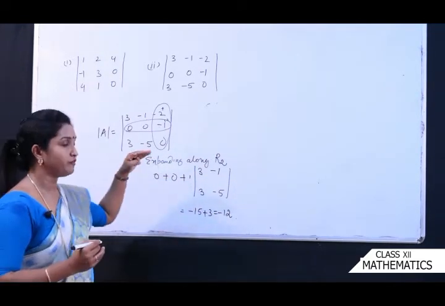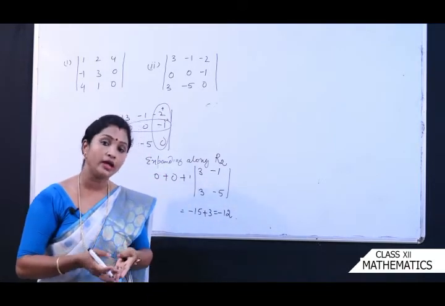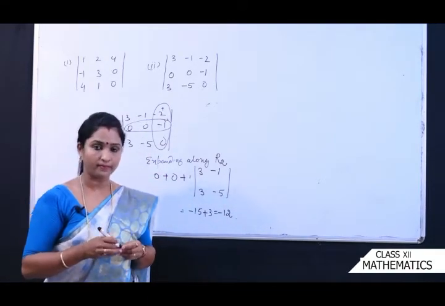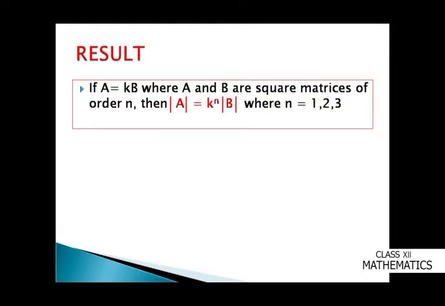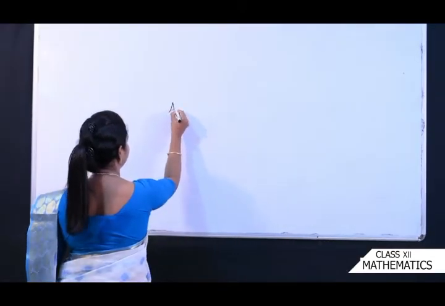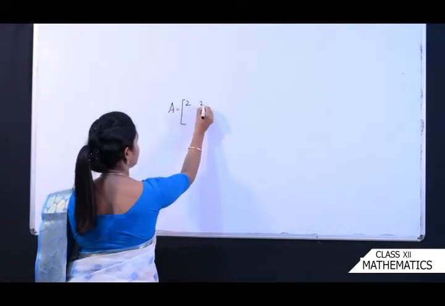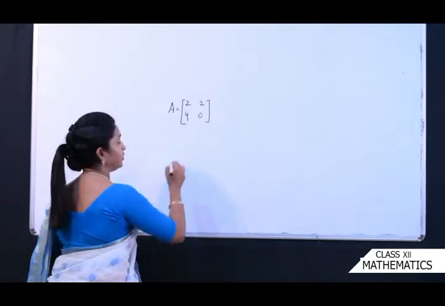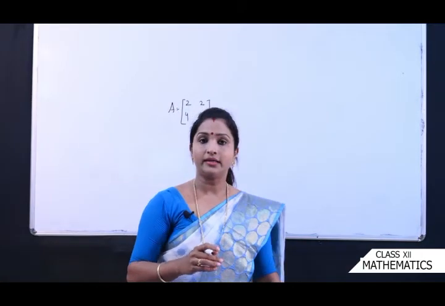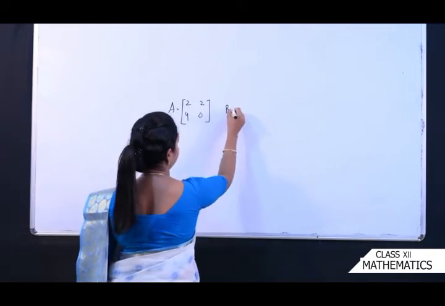You have only to see which row and which column has more zeros, and you can start your calculation. Now let's see a very important result. The result says that if A is equal to kB, where A and B are square matrices of order n, then the determinant of A is equal to k raised to n times the determinant of B, where n is equal to 1, 2, 3. Now what does it mean? I'll explain with an example. If you take a matrix like this, 2, 2, 4, 0, and for B you take a different matrix, that is.